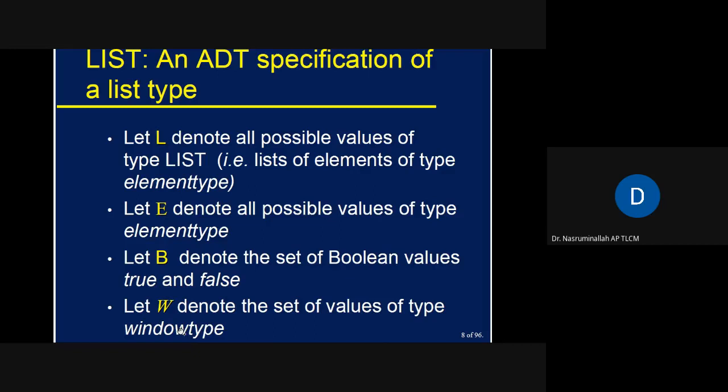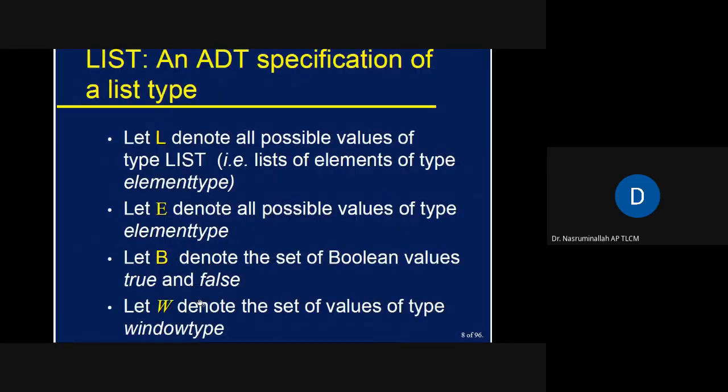Similarly, as we discussed that we might need a window representing a focus on some specific element, so that window concept will be represented using a symbol W. So these are the different symbols.